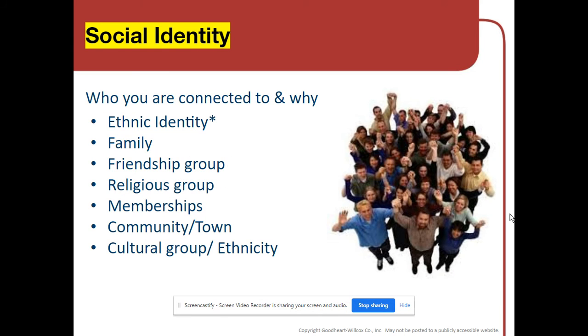Your social identity is who you're connected to and why. Where your active identity is what you do, social identity is who you're connected with. So this could be your ethnic identity, like we mentioned, which is like your culture, your family, friendship groups, religious groups, memberships you're in, the town you live in, or cultural groups.